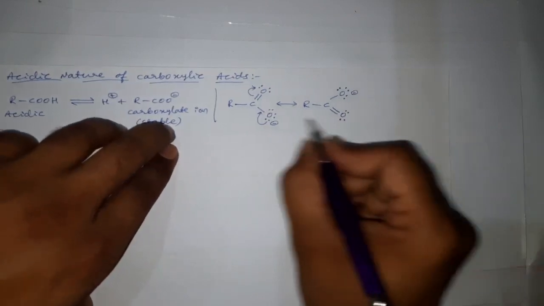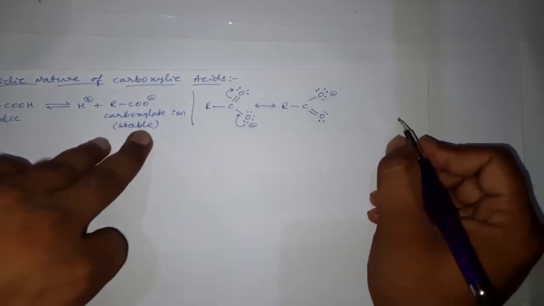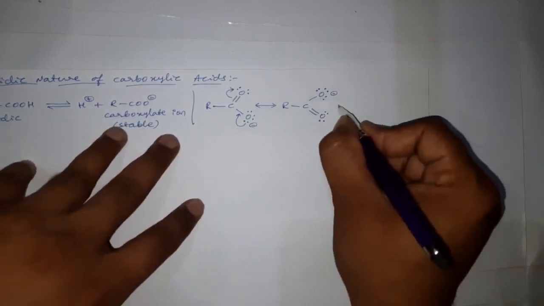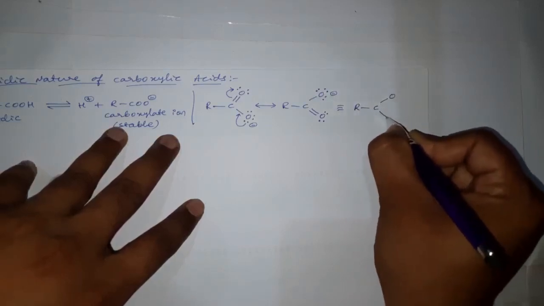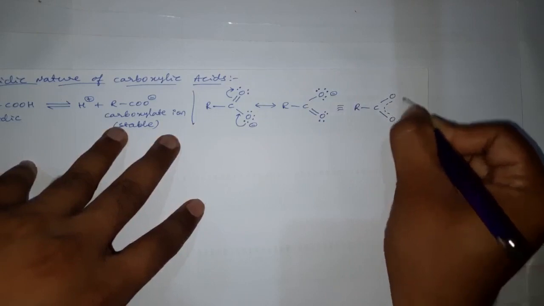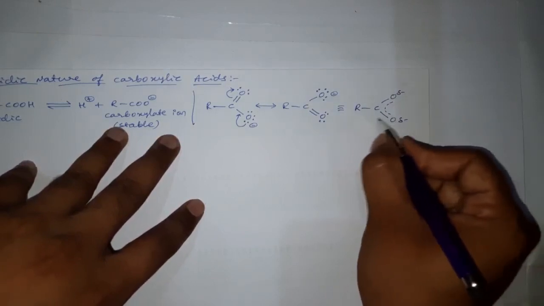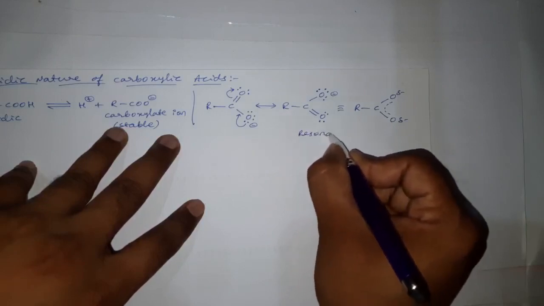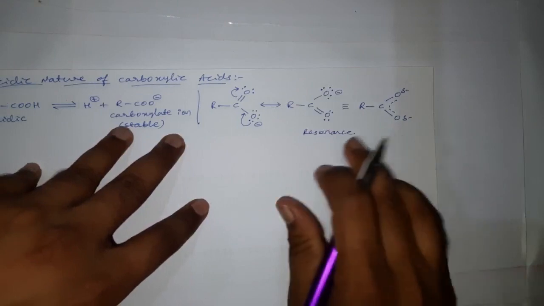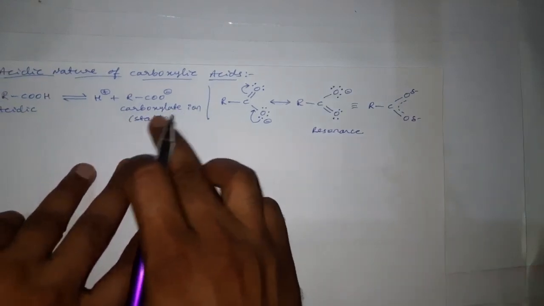Then these two are called what? Resonance structures of the carboxylate ion. From this we can write the resonance hybrid: R C single bond O, delta minus, delta minus. This is the resonance hybrid. By the phenomenon of resonance, we can easily understand the stability of this carboxylate ion.